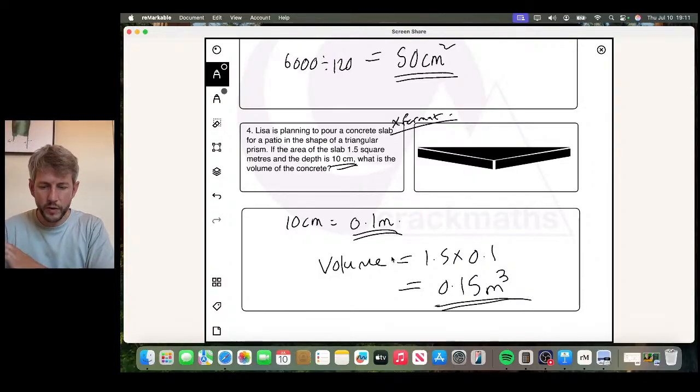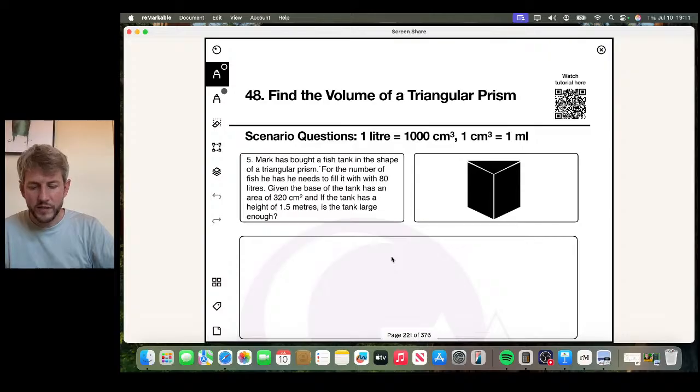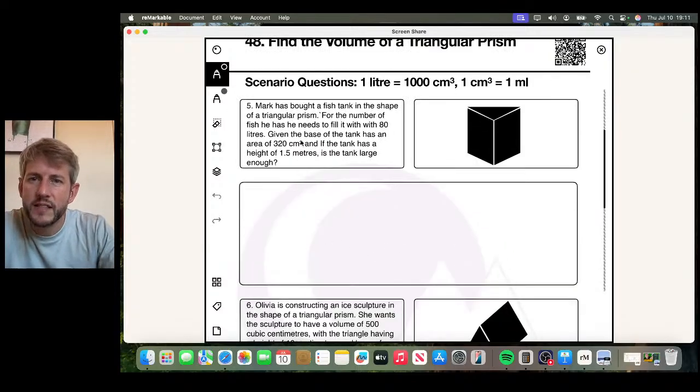Okay, right, next one here. We've got question 5, and it says, Mark bought a fish tank. See, this is what the fish tank was always meant to look like. Mark has bought a fish tank in the shape of a triangular prism. For the number of fish he has, he needs to fill it with 80 litres.